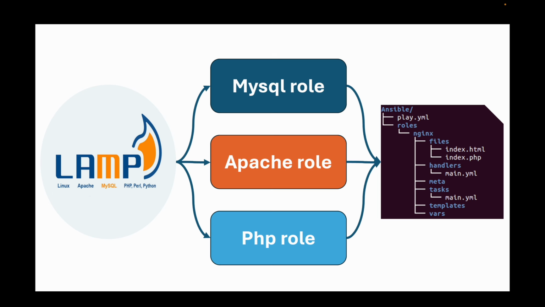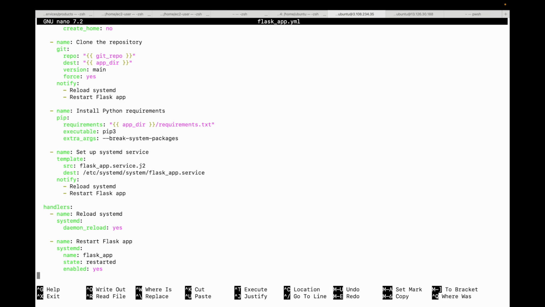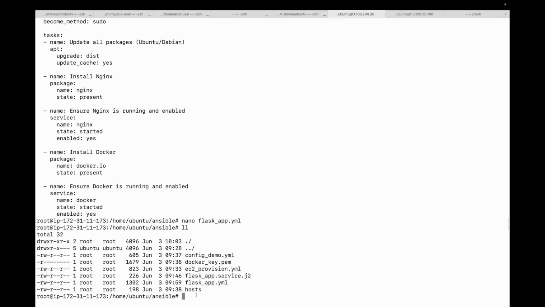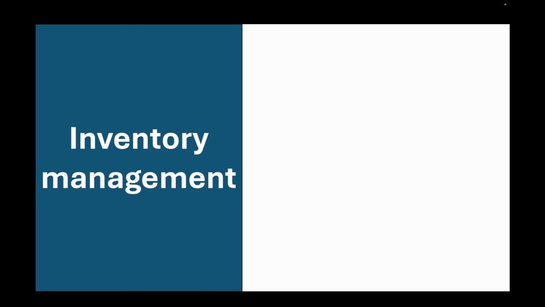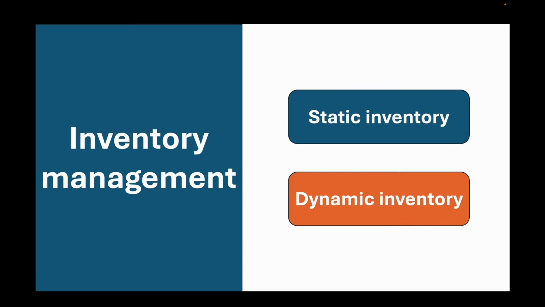Now that you have understood the basics, let's go deeper into advanced Ansible use cases. The first thing we will talk about is inventory management. This is where we have your inventory file or your host file. Ansible needs to know where it needs to run the tasks, and this is where inventories come in. We have two types of inventories: the static inventory, and the dynamic inventory.